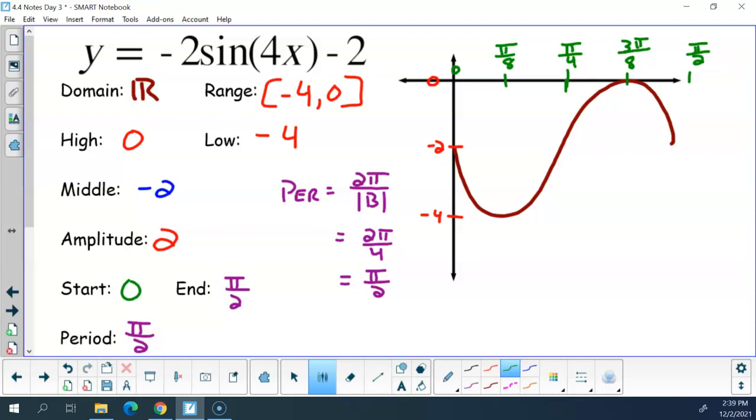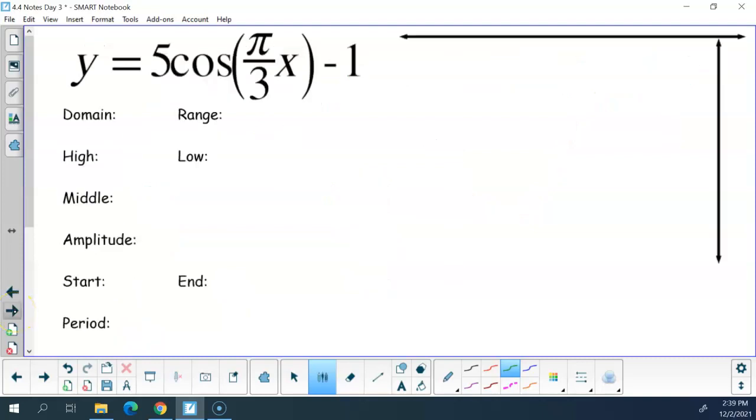Good. All right. Second one then. I'll take the easy one. Middle -1, I would agree with. Amplitude 5, I would agree with. High of 4. Low of -6. Love it. Start at 0.